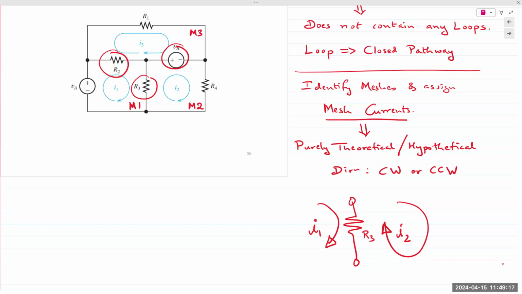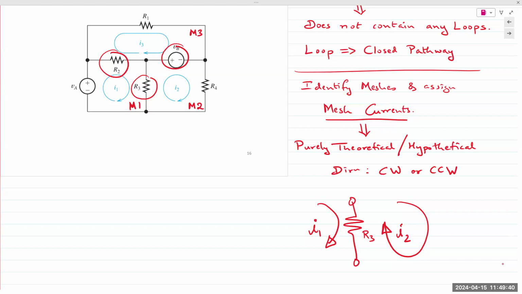Yes. The question being asked is, can we apply mesh analysis to voltage and current sources? The answer is yes. Similar to node voltage analysis, doesn't matter how many voltage sources or how many current sources we have in the circuit, it's the same thing. You can apply mesh current to any circuit.